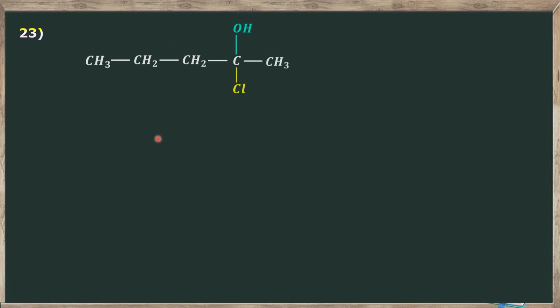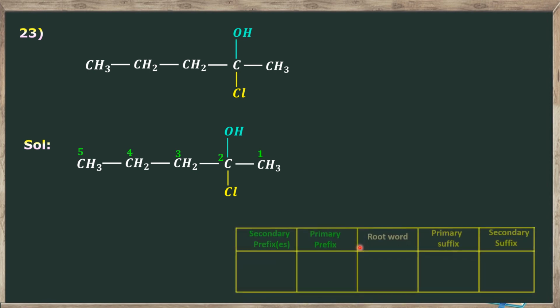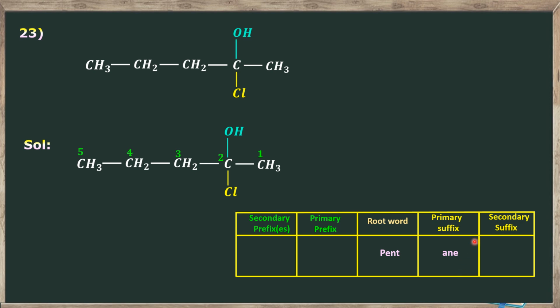Problem number 23. This one is the last problem in this video. Solution. In this organic compound, OH functional group is there and chlorine substituent is there. So numbering of this carbon chain is done in such a way that the carbon atom attached to the functional group should get the lowest possible number. For that reason, I am numbering it starting from right to left. Okay. Next, root word is pent, primary suffix ane, secondary suffix OH functional group is there. The secondary suffix for alcohol OH functional group is ol, and secondary prefix is chloro.